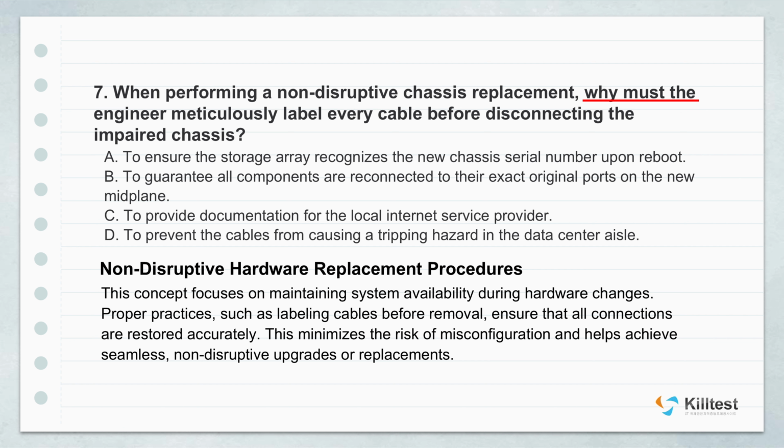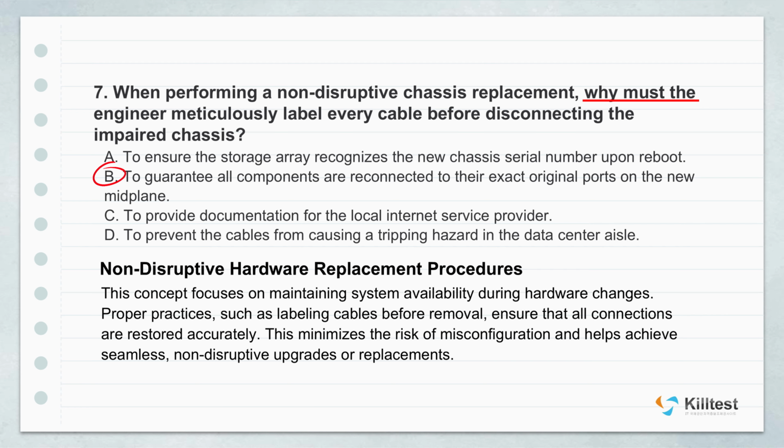The correct answer is B. Meticulously labeling cables guarantees all components are reconnected to their exact original ports. Because if you mix them up, you cross the streams. That's a great way to put it. Remember, in a non-disruptive replacement, the system is actively serving data out of the surviving controller. It has a complex map of multipath I/O connections.